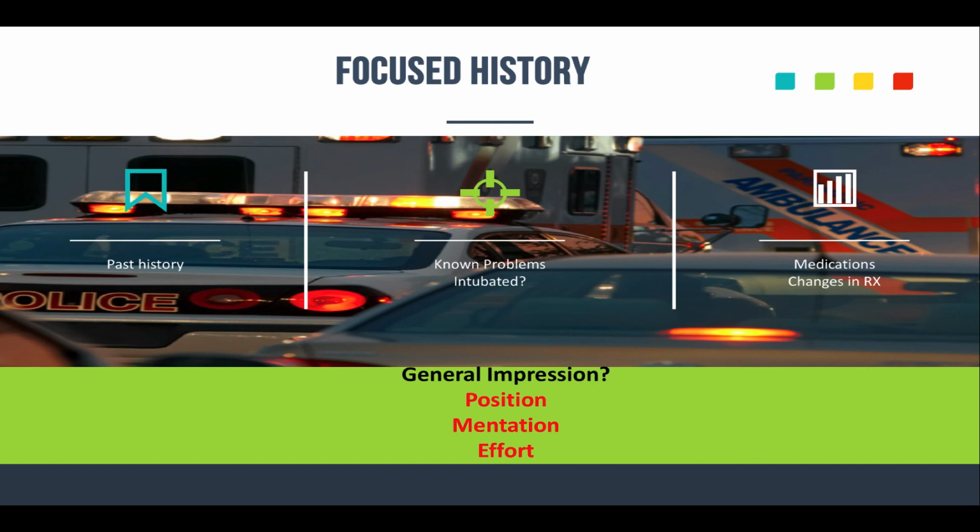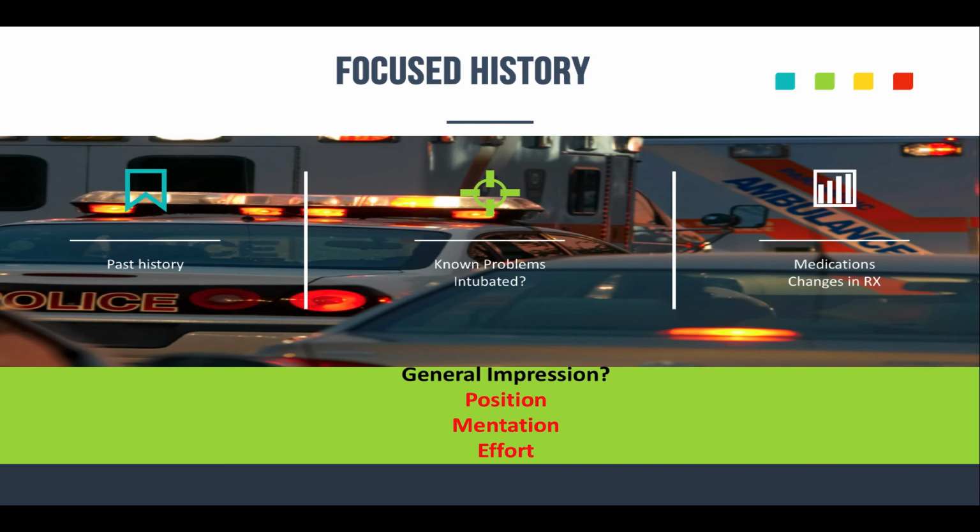And don't forget to think about that general impression too, guys. What is the patient's positioning when you're looking at them? Are they tripoding, like I had mentioned before? When they are in a tripod position, that usually means they're in a moderately severe respiratory distress situation. You want to go ahead and address that.